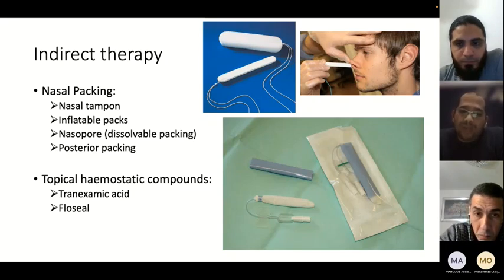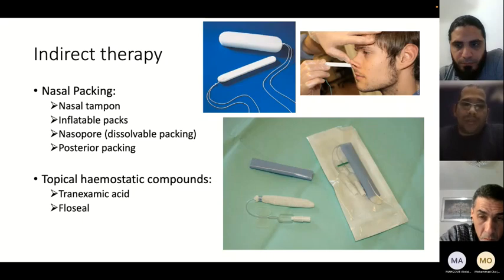Even if there is a specific point of bleeding, and you choose to do the indirect therapy, it is very acceptable, because as long as you don't have the essential instruments to do the direct therapy, you can easily use the indirect therapy, as it also achieves the goal of the treatment, which is controlling the bleeding.